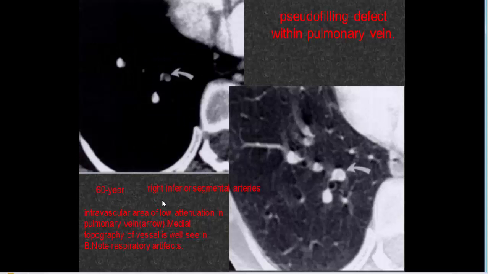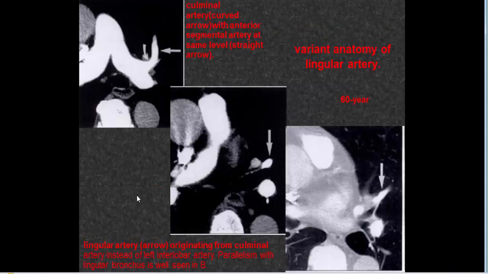A 60-year-old, right inferior segmental artery. Pseudo filling defect within the pulmonary vein. Intravascular area of low attenuation in the pulmonary vein, with medial topography and a thin vessel wall. Note the respiratory artifact; here it disappears. This is present as a result of respiratory artifact, a pseudo filling defect within the pulmonary vein.